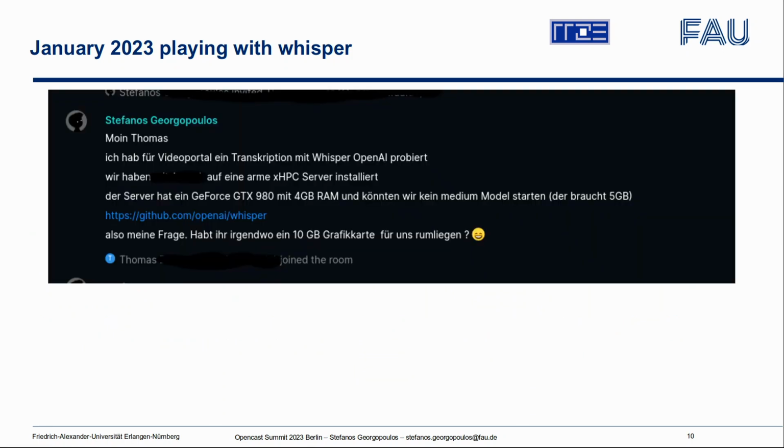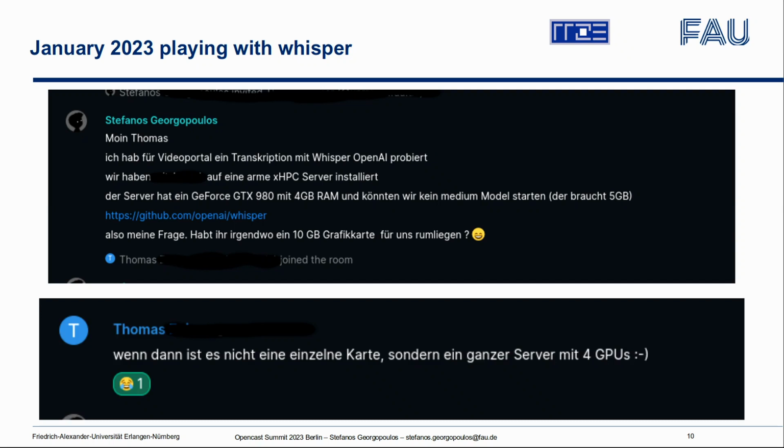And what I did, I asked. It's in German. So I asked my colleague, I tried with Whisper, do you have, by any chance, a graphics card with 10 GB of RAM for us to try? And my colleague said, we are not going to get a card, we are going to get a server with 4 cards. And I said, okay, that's nice.